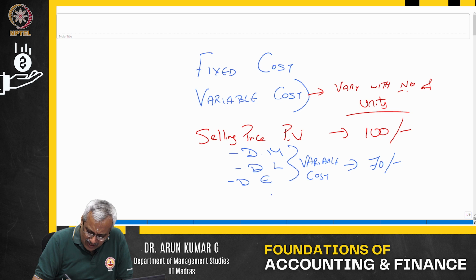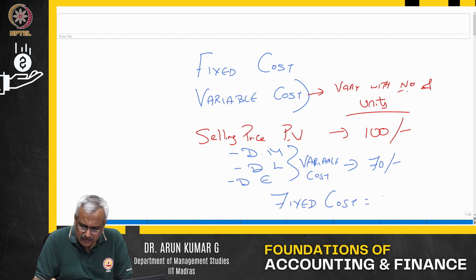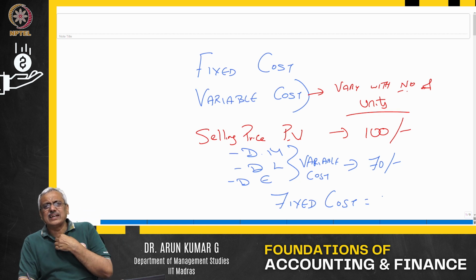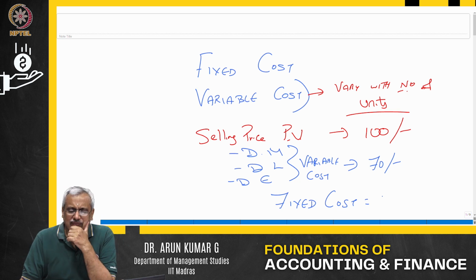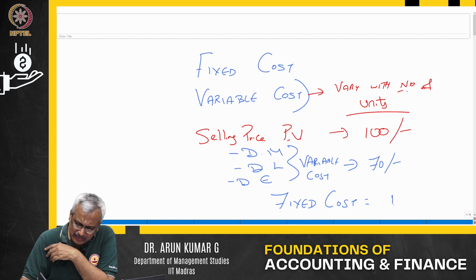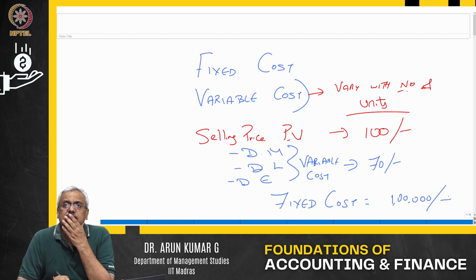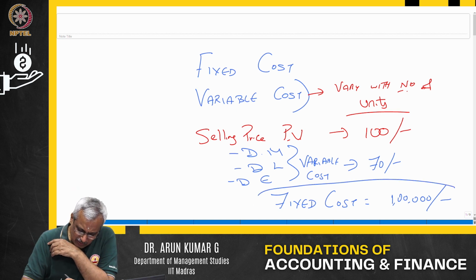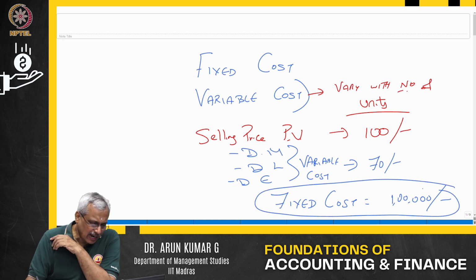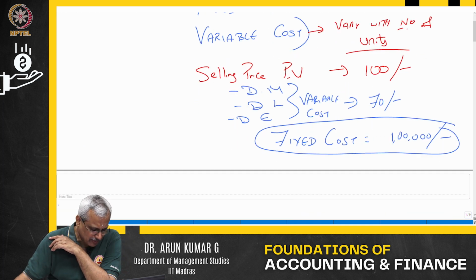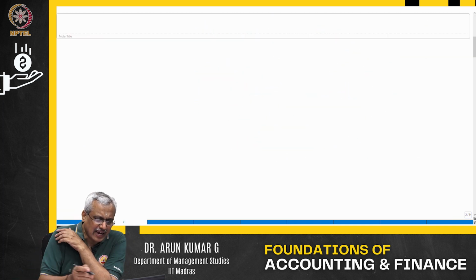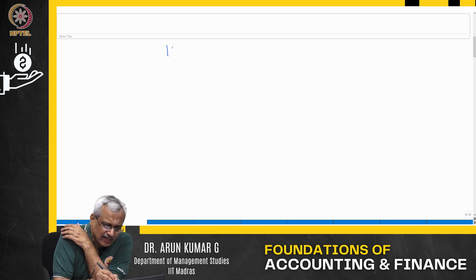Your fixed cost is not related to the number of units you manufacture. My total fixed cost is, let us say, about 1 lakh. This fixed cost is not going to change. Now, the next step: let me say I manufacture 100 units.